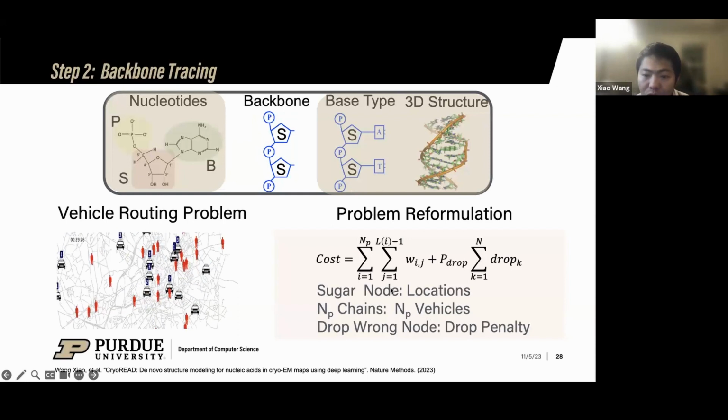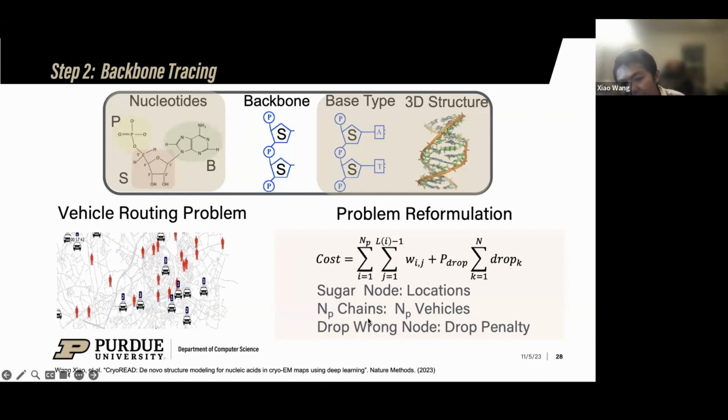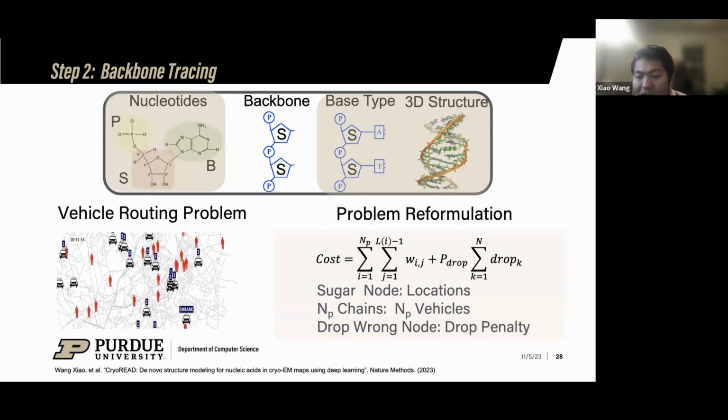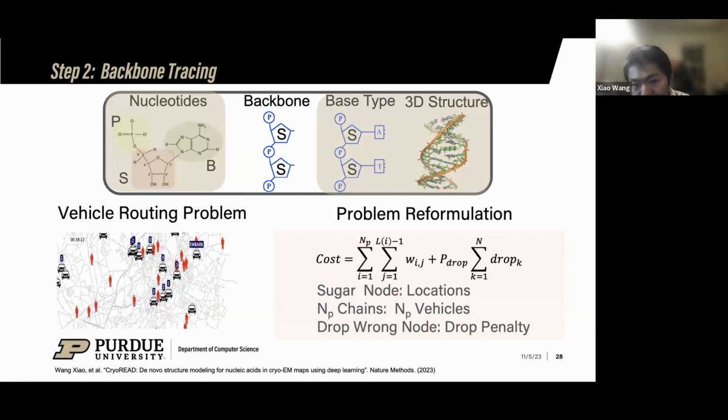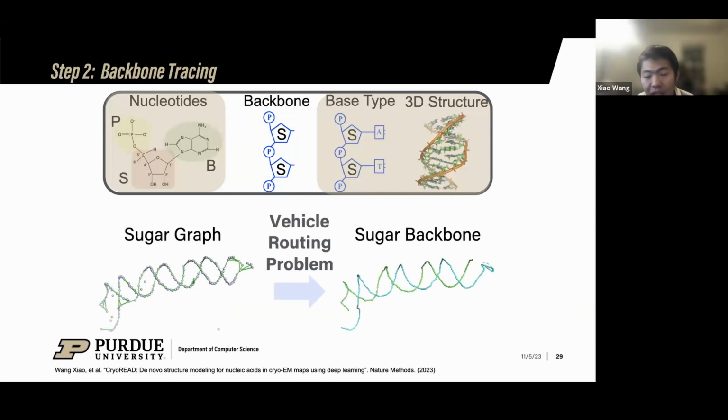If we consider the sugar nodes as locations in the vehicle routing problem, and if we have NP chains, we want to have NP vehicles to visit those locations. And when we want to drop wrong nodes, that's very similar to applying a drop penalty for a location here. So that's to say we successfully reformulate the problem as a vehicle routing problem to trace the backbones, like we visit a path of n locations.